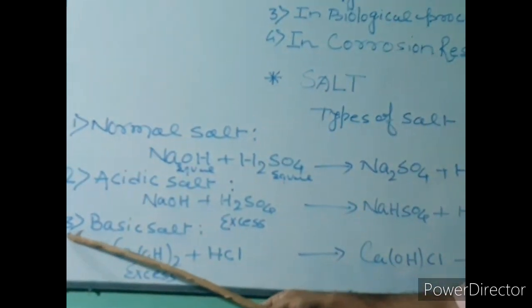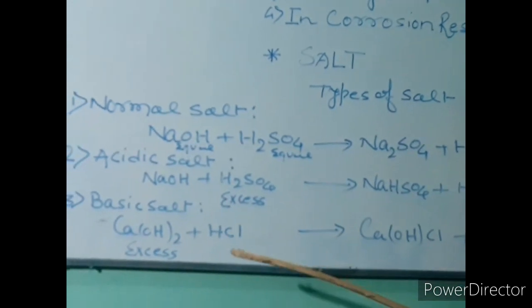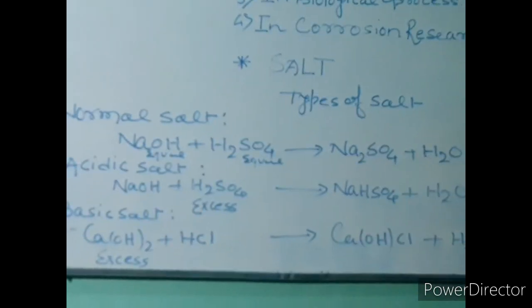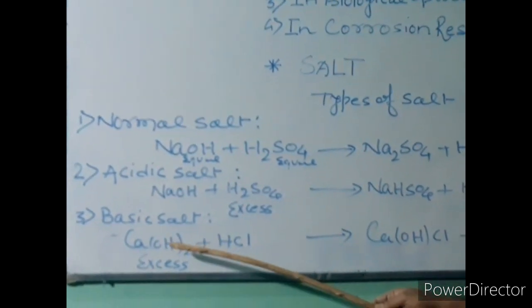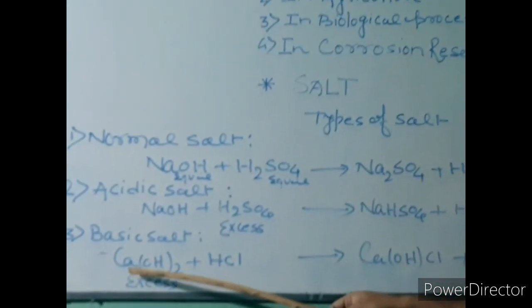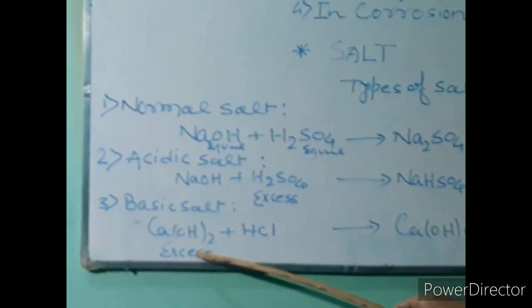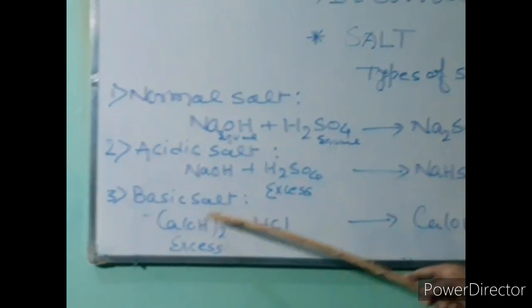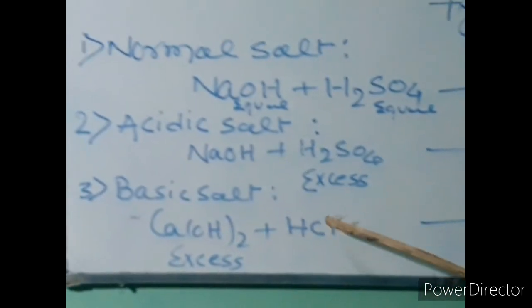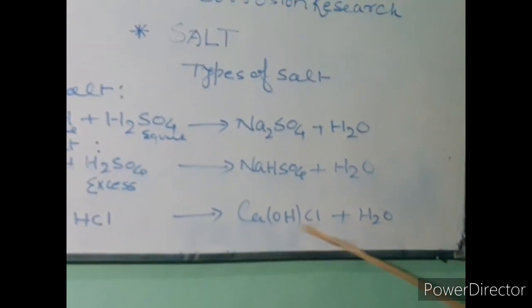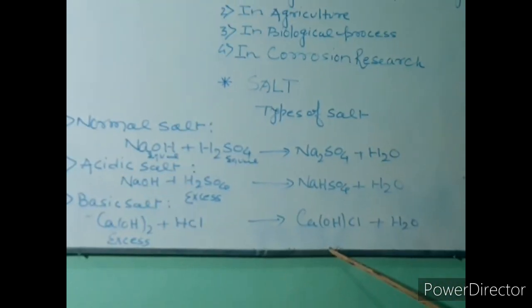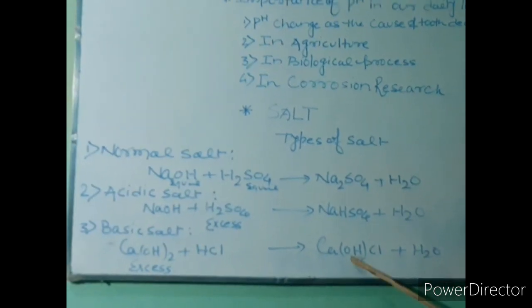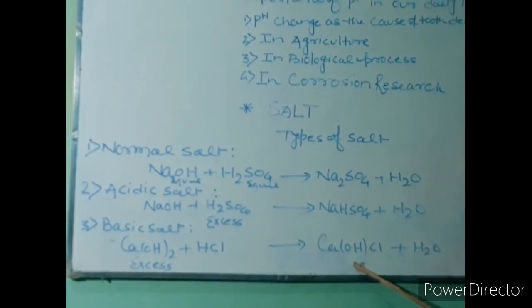Now let us come to the next type, the basic salt. Salt formed by partial replacement of hydroxyl ion is called basic salt. Here we take excess calcium hydroxide and hydrochloric acid. So OH is partially replaced by Cl, giving CaOHCl plus H2O. Calcium hydroxychloride is an example of a basic salt due to the presence of OH.